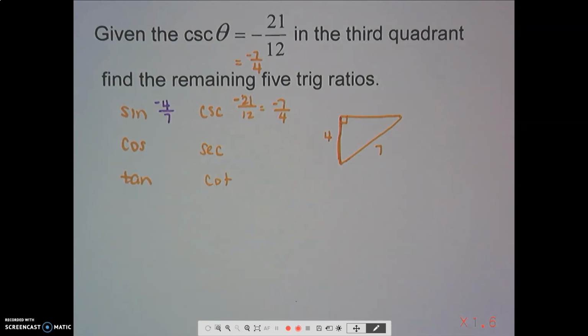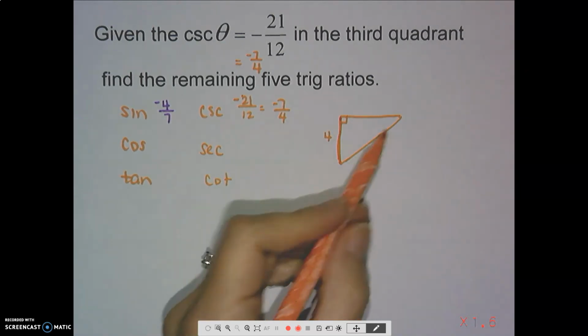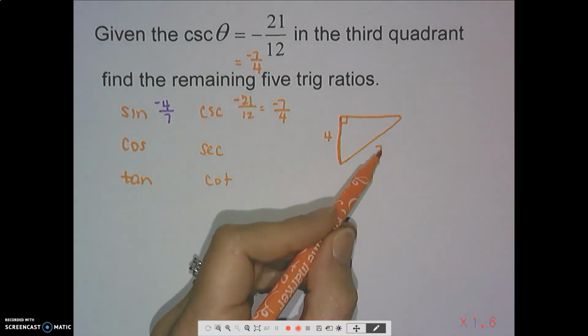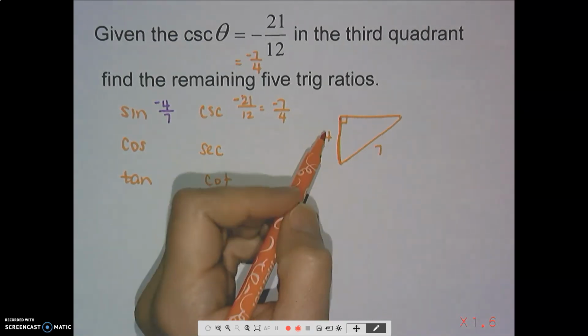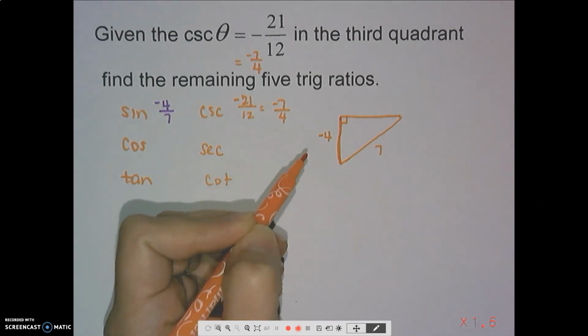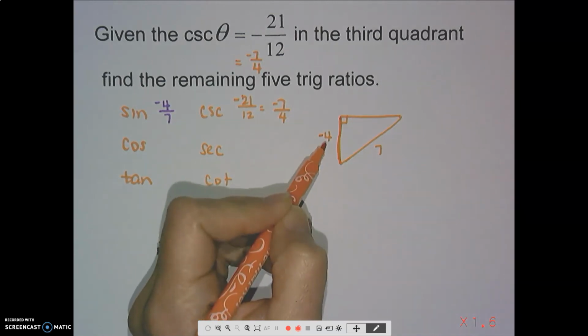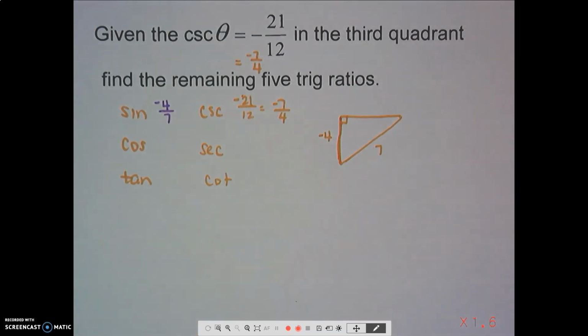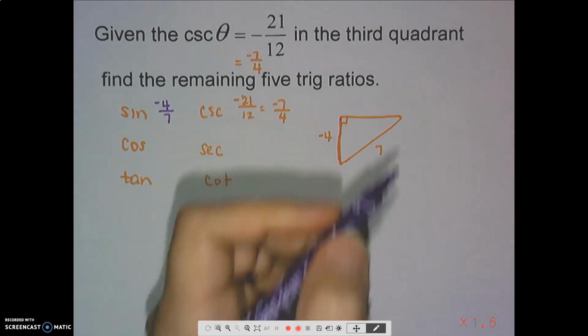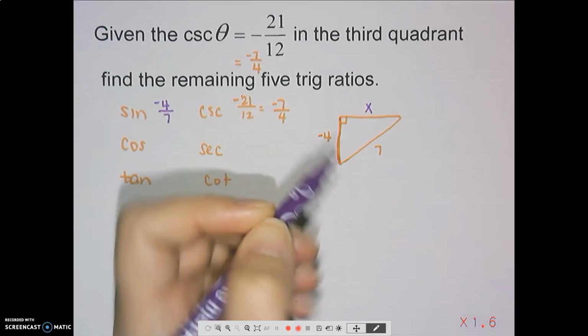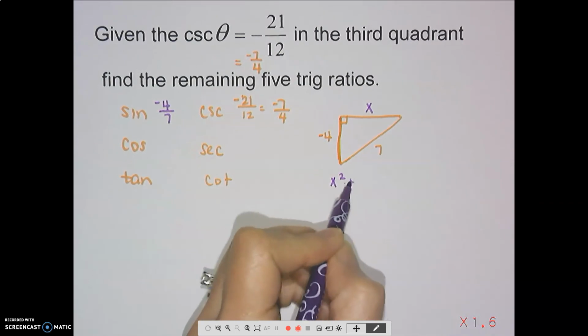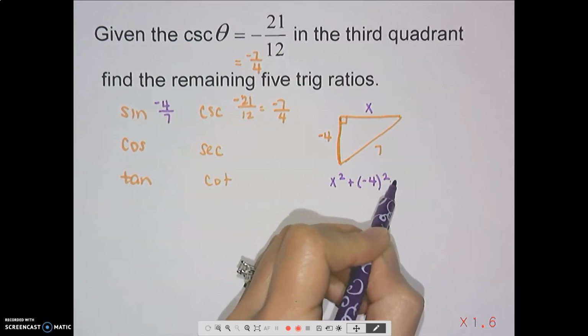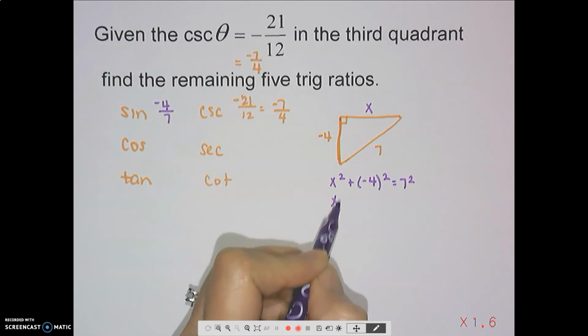So in any case, when you're dealing with these types of triangles, your radius is always positive, okay? Even though it's going in the downward direction, your radius is always positive. So that means that we would go down 4, which means that 4 is negative, okay? So now we're going to use this information to find the third side of our triangle. So this is the x coordinate. So we're going to say x squared plus negative 4 squared equals 7 squared.